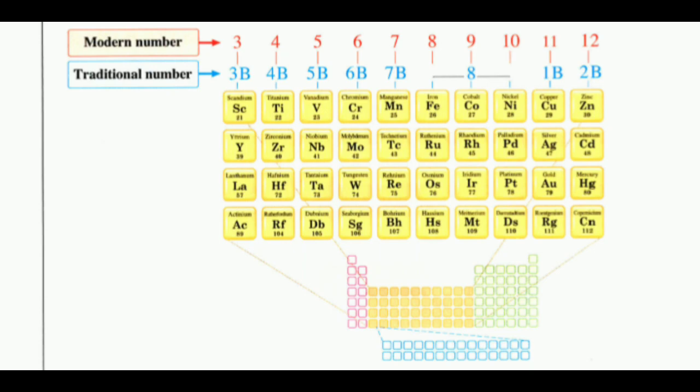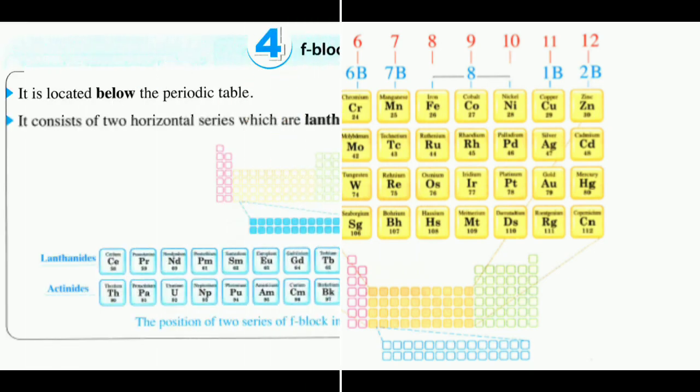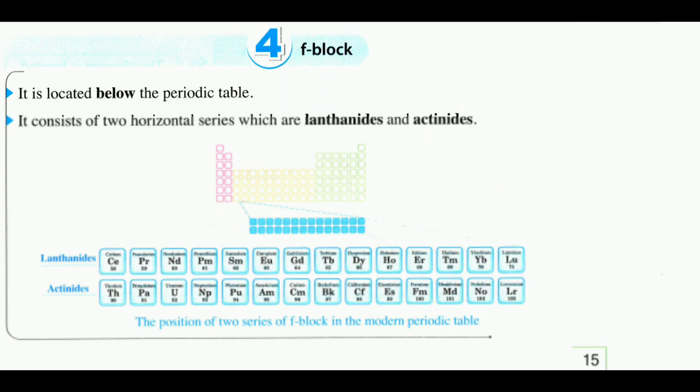F block. It is located below the periodic table. It consists of 2 horizontal rows, which are lanthanides and actinides.